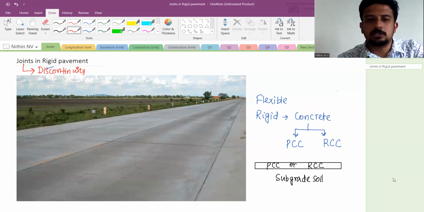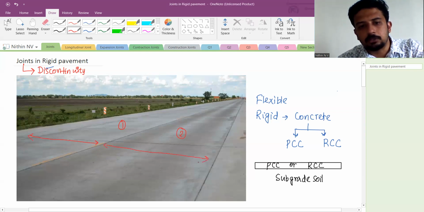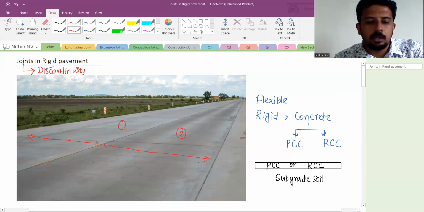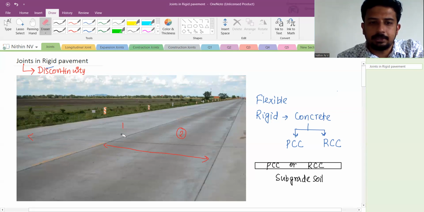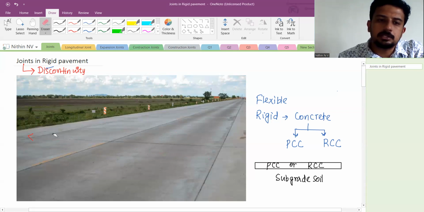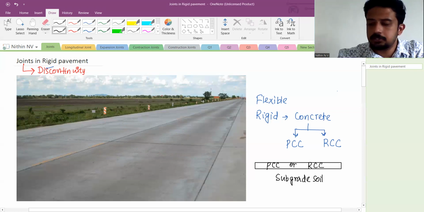You can see in this image there are two lanes, right? This is one lane, this is the second lane. So the width of the first slab will be the width of this lane, and the width of the second slab will be the width of the other lane. Understood? Now, you are seeing too many discontinuities here, no? Those discontinuities are generally called joints. Now see which discontinuities you are seeing.